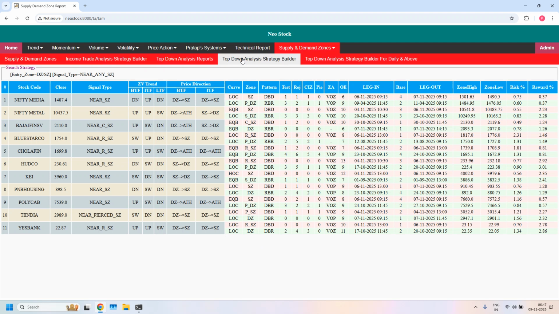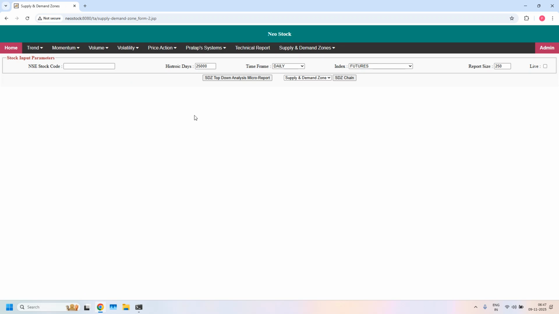Next I am generating NIFTY and BANKNIFTY supply demand zone chain reports, starting with NIFTY, generating the monthly supply demand zone chain for NIFTY.